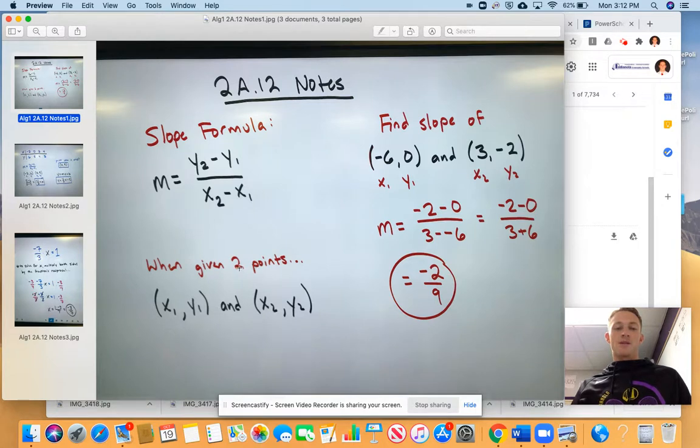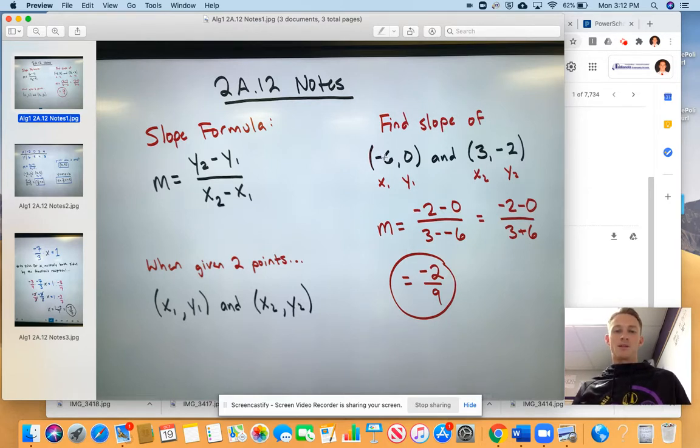So they're going to give us a point, and we know that every point or every coordinate has an x value and a y value. So the first point is going to be the first x, x1, and the first y, y1. The second point will be the second x, the second y, x2, y2. Let's see this in action.